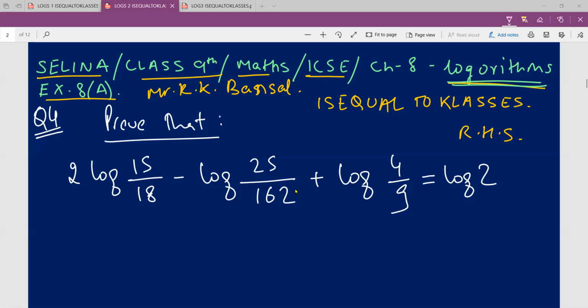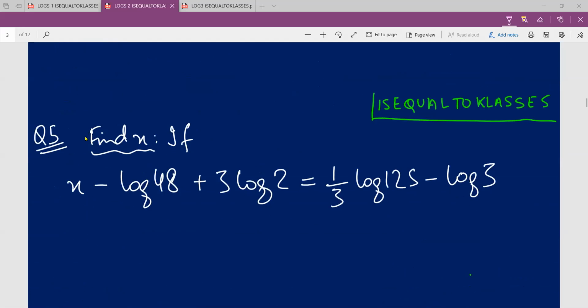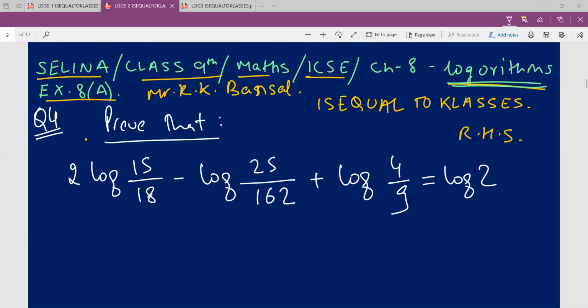Okay, so today I'll be doing exercise 8A, and in exercise 8A I'm going to do question number 4 and question number 5. All these problems I've referred from Selina Class 9 Maths ICSE, Chapter 8, which is Logarithms, written by Mr. R.K. Bansal. So all the problems that I'm about to do, you could refer from that book. Okay, so without any further delay, let's start.